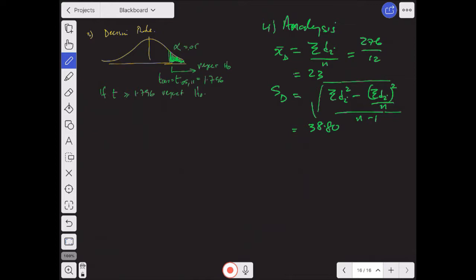Now that we have the standard deviation, I have the sample mean, I could go ahead and compute the t value. So t is equal to, remember, x bar d minus mu d over SD over the square root of n. So what's my x bar d? It's 23. In the null hypothesis, mu d is equal to 0. And then SD is 38.80 over the square root of 12. That gives me a t value of 2.05. Now, if you recall, our critical value is 1.796, so 2.05 is in fact larger.